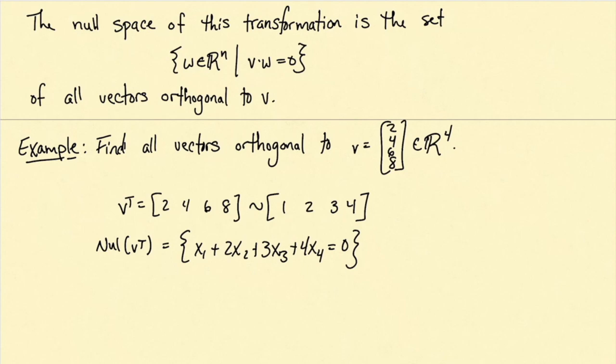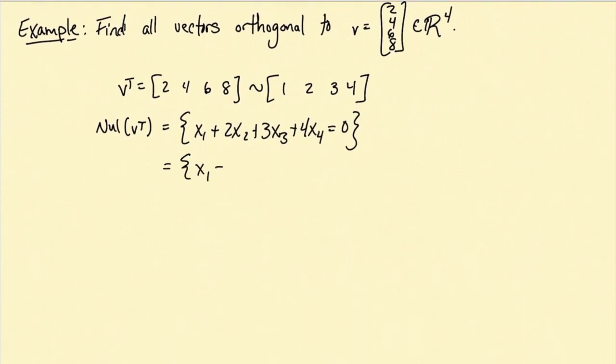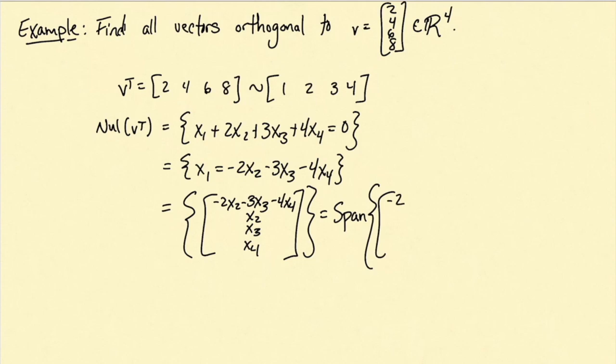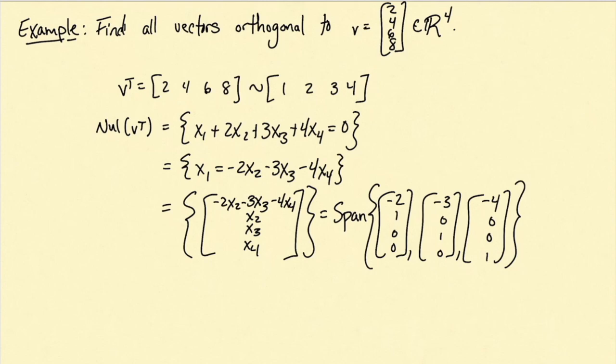We can solve for x1 in terms of the other three variables, and we can express this as a set of vectors with the first coordinate negative 2x2 minus 3x3 minus 4x4, and the other three coordinates simply x2, x3, and x4. So we can see that this is a three-dimensional subspace of R4, spanned by the three vectors negative 2, 1, 0, 0, negative 3, 0, 1, 0, and negative 4, 0, 0, 1.